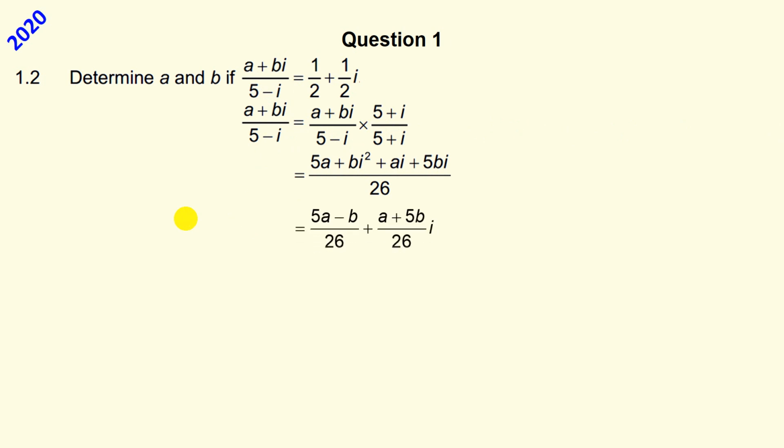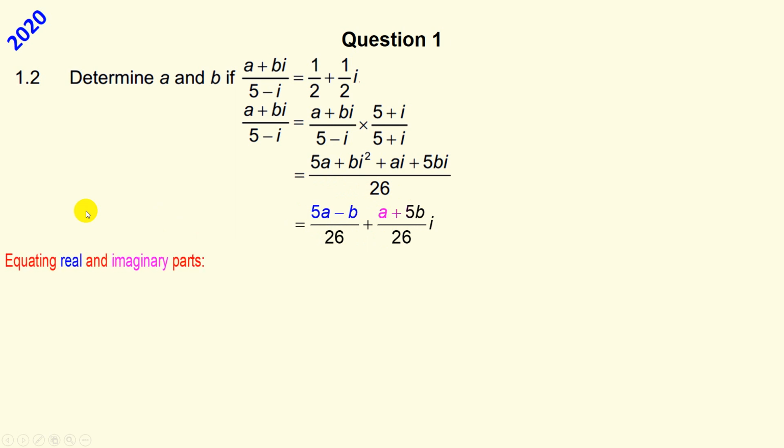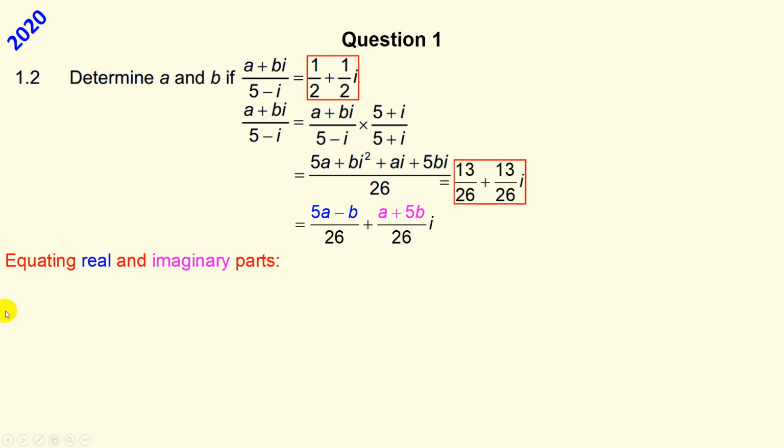There we are, multiplying out. What I've done here is put the real part and the imaginary part in two separate terms. Now we're going to equate the real and imaginary parts. Notice I've converted it to a denominator of 26 so that we can compare, because now the blue equals blue and the pink equals pink.